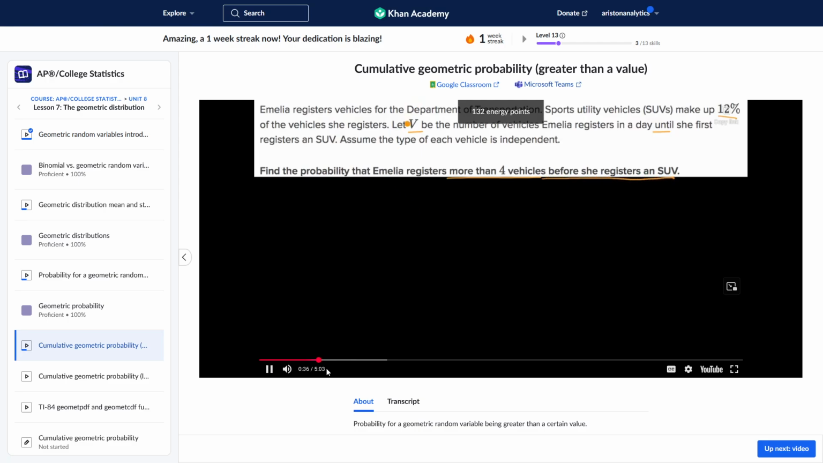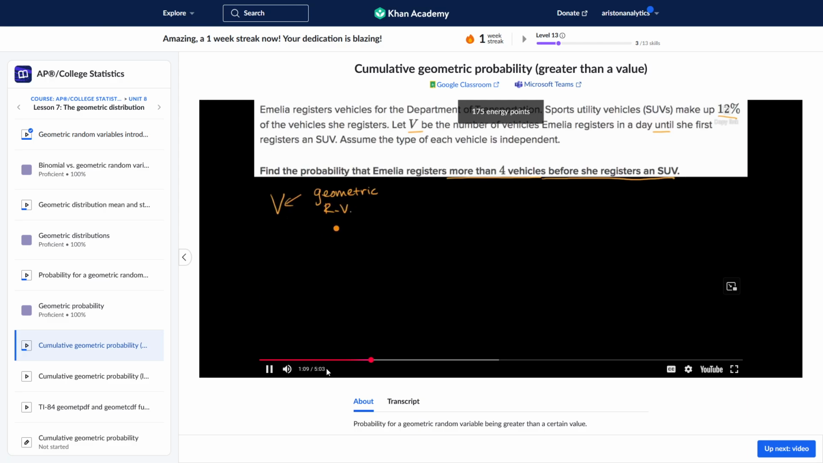So let's first think about what this random variable V is. It's the number of vehicles Amelia registers in a day until she registers an SUV. For example, if the first person who walks through the door has an SUV and they're trying to register it, then V would be equal to 1. If the first person isn't an SUV, but the second person is, then V would be equal to 2, and so forth and so on. So this right over here is a classic geometric random variable.